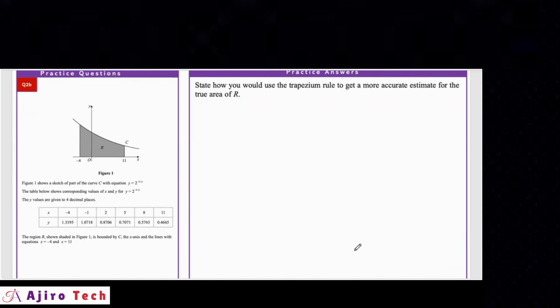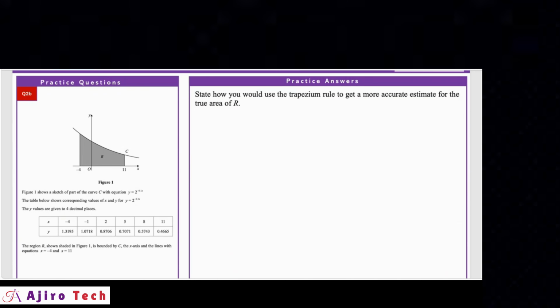Okay, we have a follow-through question that says: state how you would use the trapezium rule to get a more accurate estimate for the true area of R. Don't forget I told you that the trapezium rule is an approximate solution. We can decide to solve this question algebraically, using integration from -4 to 11 of 2 raised to the power minus 0.1x dx. We get an exact answer if you solve it algebraically.